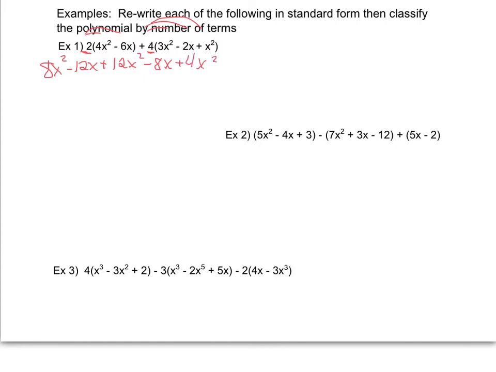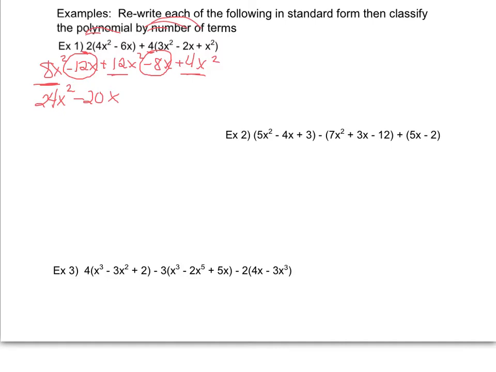Notice this is nothing new. We've distributed before. We've also combined like terms before. So I'm going to combine all my squared terms. So let's see, 8 and 12 is going to give me 20x squared, plus 4 more is going to give me 24x squared. And then I have a minus 12x and a minus 8x, which combine to be a minus 20x. And then it looks like I've combined everything and used up all my terms.